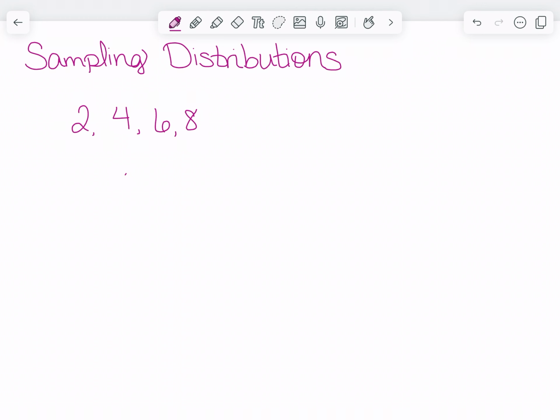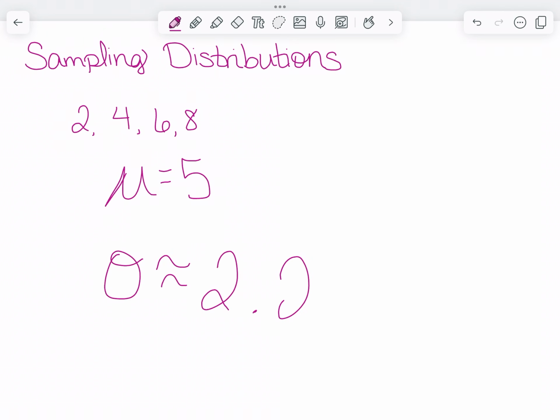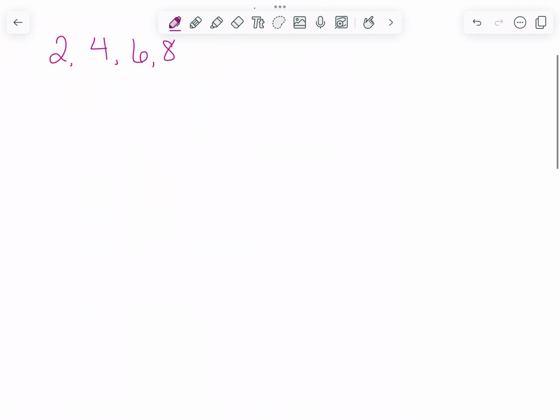In this case, we can easily find the mean to be 5. And we can also calculate the standard deviation to be approximately 2.236. Now let's take a little bit closer look at this.